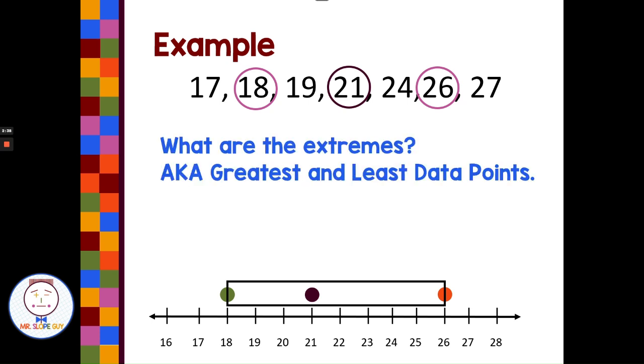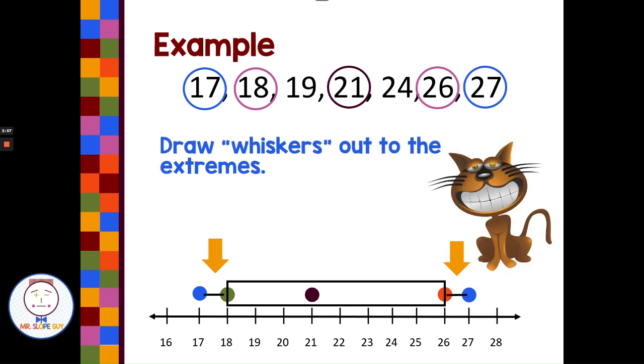Next we have, what are the extremes? What are our least and greatest data points? Well, our least number is 17, so we're going to put a dot at 17. And our greatest is 27, so we'll put a dot at 27. Now comes the whiskers, so we're just going to whisker out to those extremes. We're going to whisker to the 17, we'll whisker to the 27.